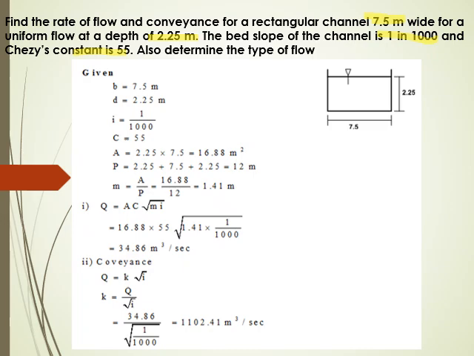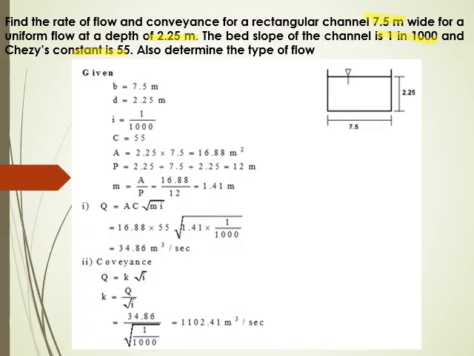So now I'm going to calculate the rate of flow as well as conveyance. The breadth of the channel is given, that is width, and the depth of the channel is given, 2.25 meter. i is 1 by 1000, C is 55. The area for a rectangle is B into D. So B is 7.5, depth 2.25. Multiplying these two, we will get the value of 16.88.